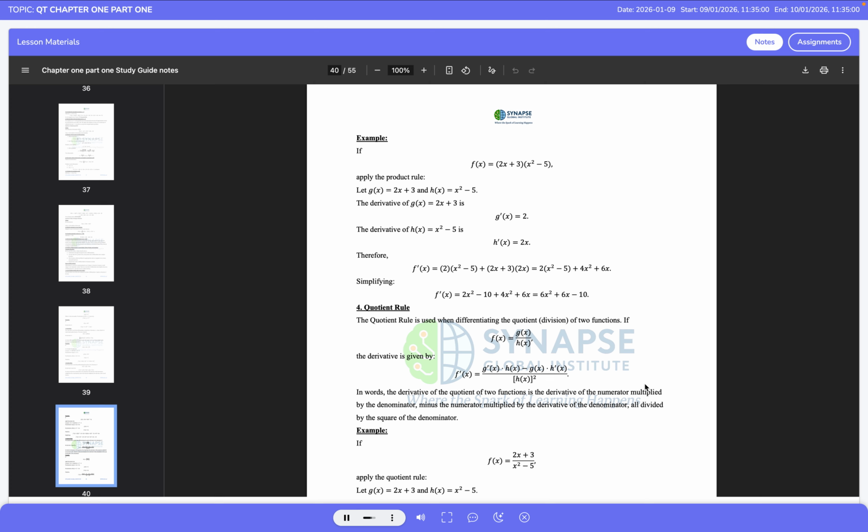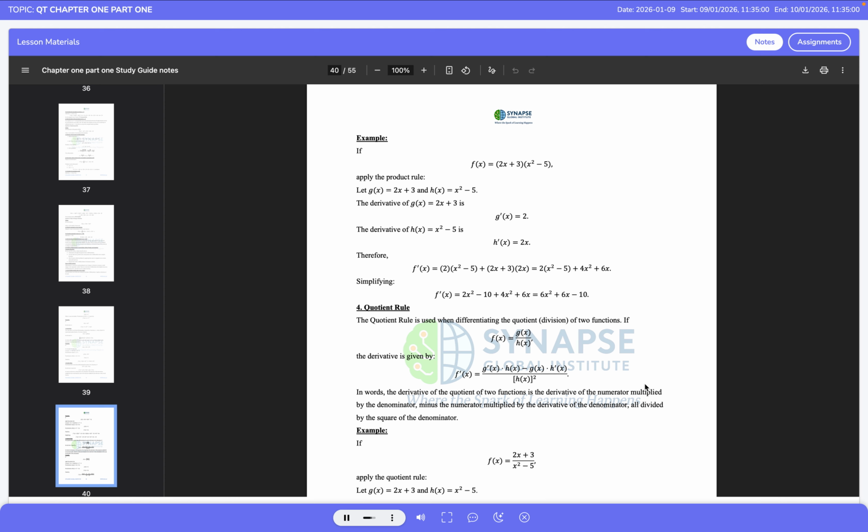We then move to the quotient rule. The quotient rule is applied when one function is divided by another. The derivative is found by differentiating the numerator and multiplying it by the denominator, subtracting the numerator multiplied by the derivative of the denominator, and then dividing the entire expression by the square of the denominator.